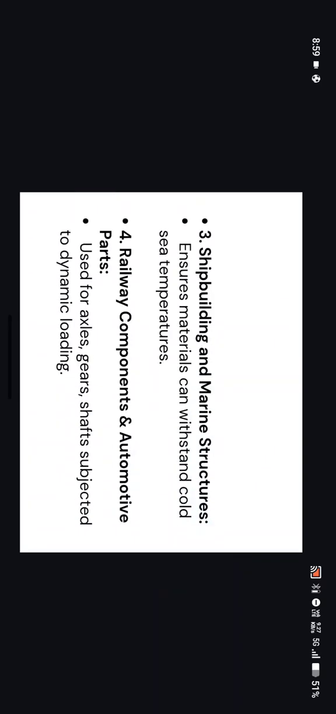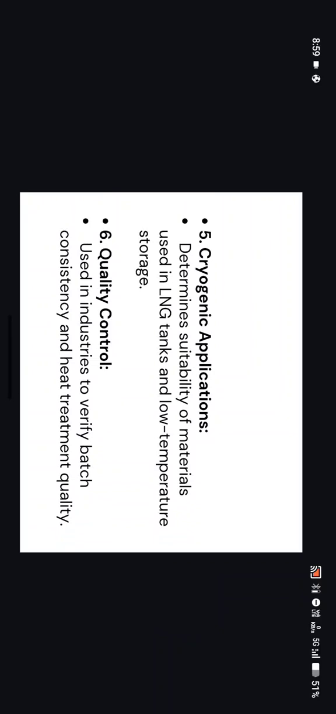Shipbuilding and marine structures ensure materials can withstand cold sea temperatures, such as in oil tankers. Railway components and automotive parts are used for axles, gears, and shafts subjected to dynamic loading, such as railway axles, which can resist dynamic loading. Cryogenic applications determine the suitability of materials used in LNG tanks and low temperature storage. On quality control, it is used in industries to verify batch consistency and heat treatment quality.